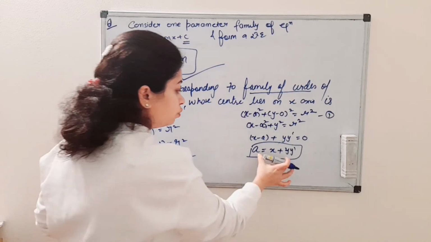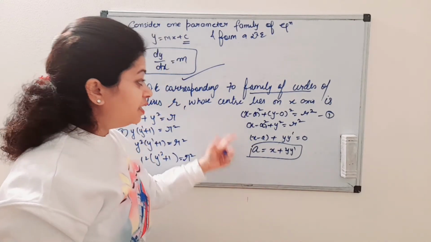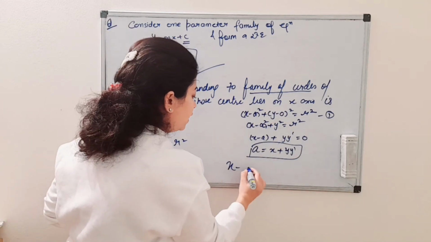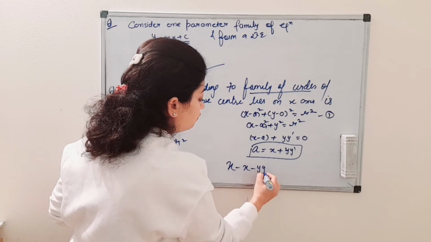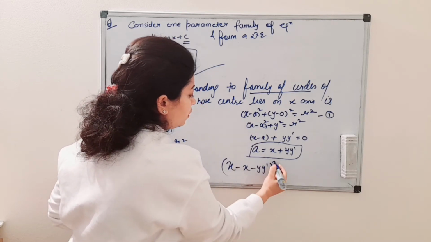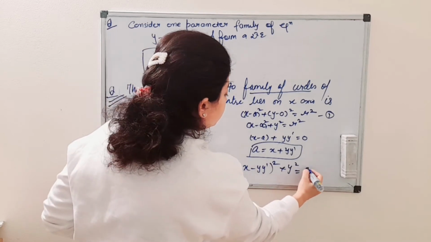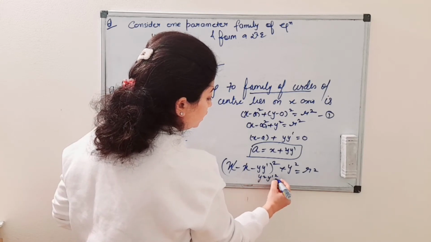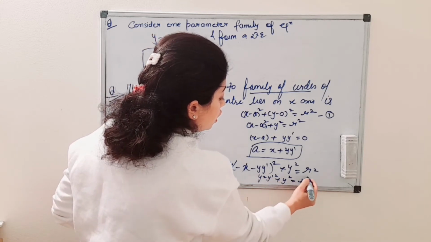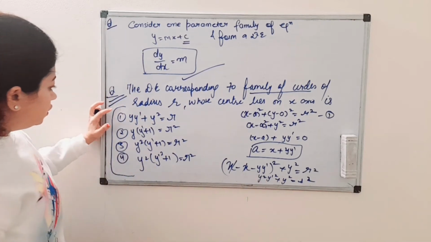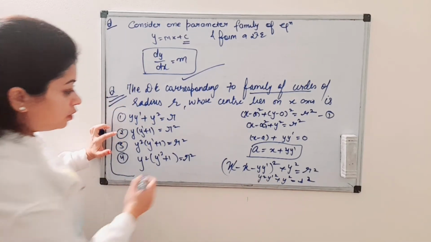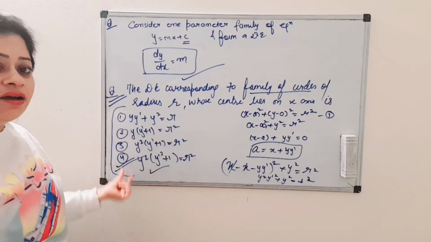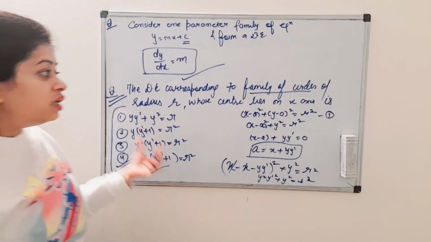Okay, so substitute, you are seeing how we eliminate the arbitrary constant. Substitute this value in equation number 1, x minus (x plus y y dash). When we open the bracket, x cancels out, and this is y square y dash square plus y square equal to r square. So we can see here it's y square y dash square plus y square. D is the answer. This fourth part, D part, is the answer.